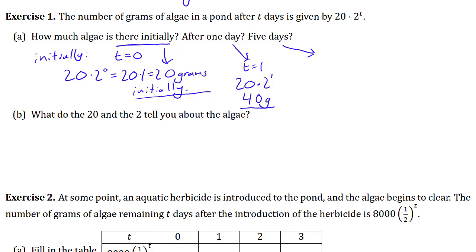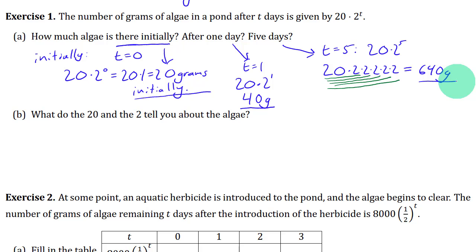What about after 5 days? So that's going to be when t equals 5. And we're going to get 20 times 2 to the power 5, which really just means 20 times 2 times 2 times 2 times 2 times 2. So 20 times 2 is 40. 40 times 2 is 80. Times another 2 is 160. 160 times 2 is 320. 320 times 2 is 640. So there's 640 grams after 5 days.